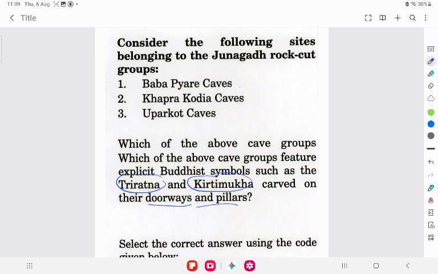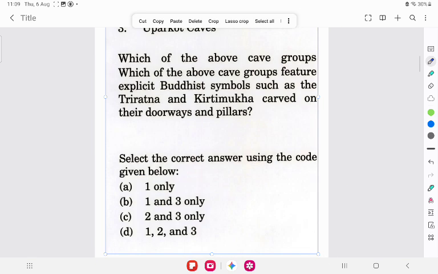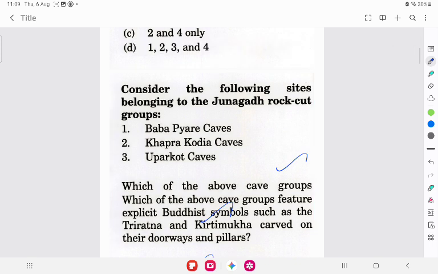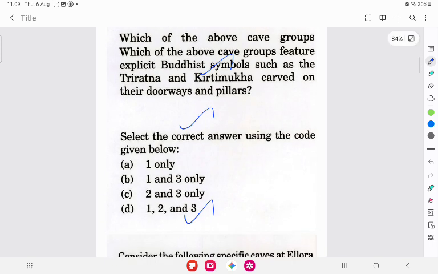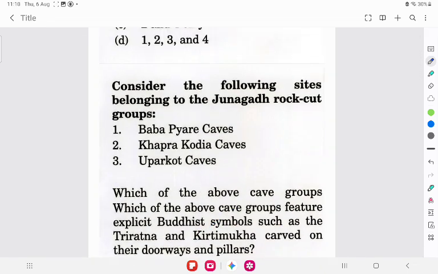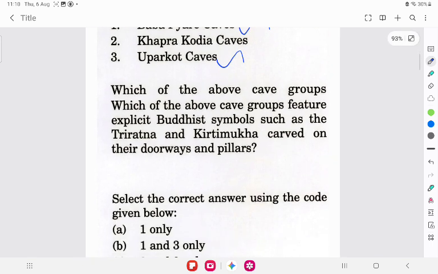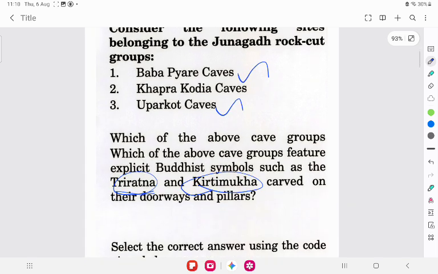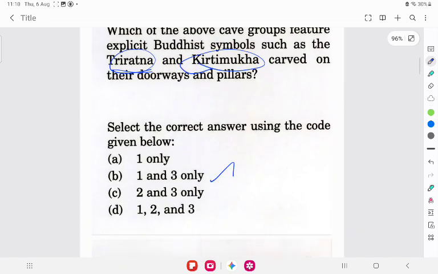Okay, so Baba Pyare Caves and Uppercut. These are the 2 caves that are the answer that has Triratna and Kirtimukha symbols. Okay, so the answer is 1 and 3. B is the correct answer for this.